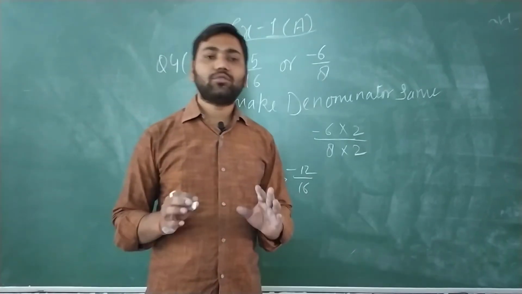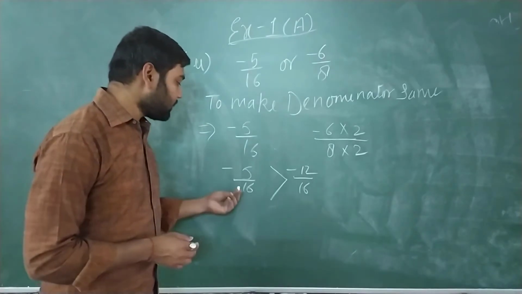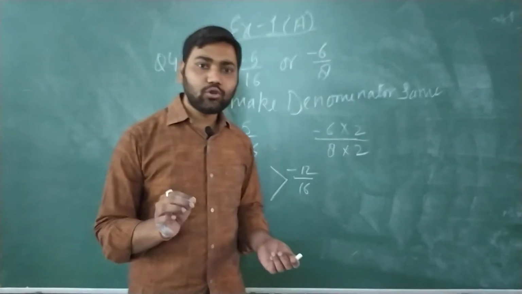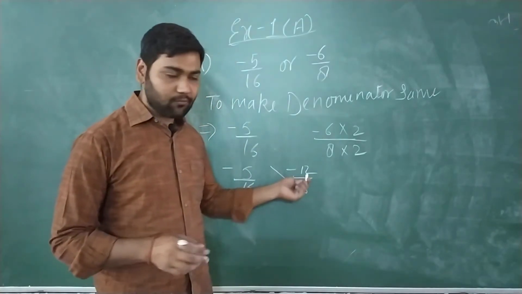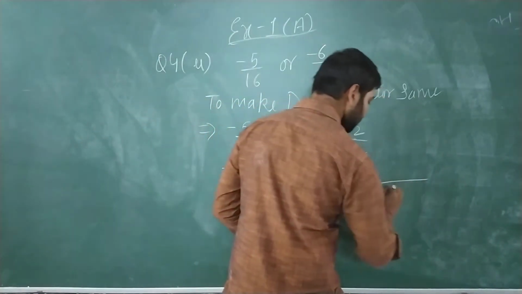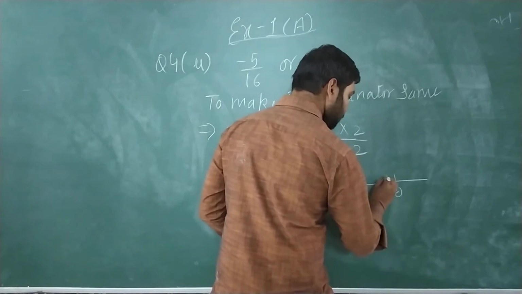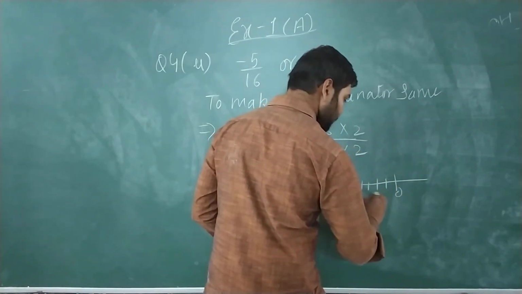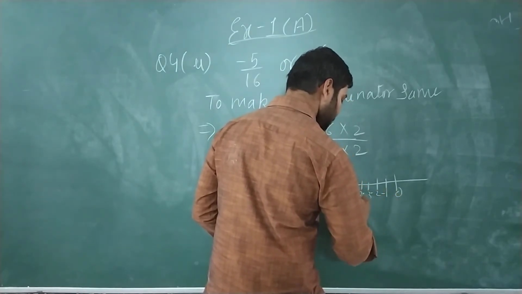So by this we can say that minus 5 is much closer to 0 as compared to minus 12 on the number line. If we make a number line, see here 0, 1, 2, 3, 4, 5, then 6. So minus 1, minus 2, minus 3, minus 4, minus 5.